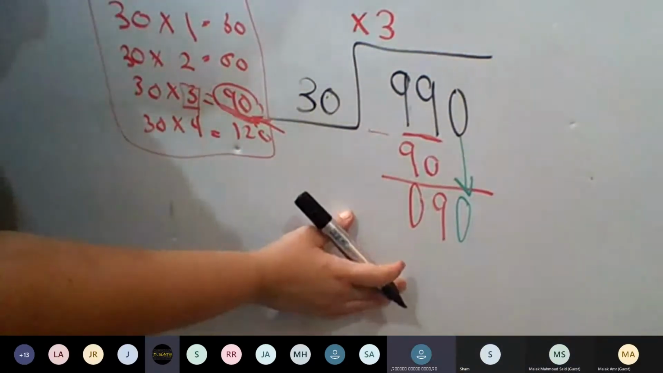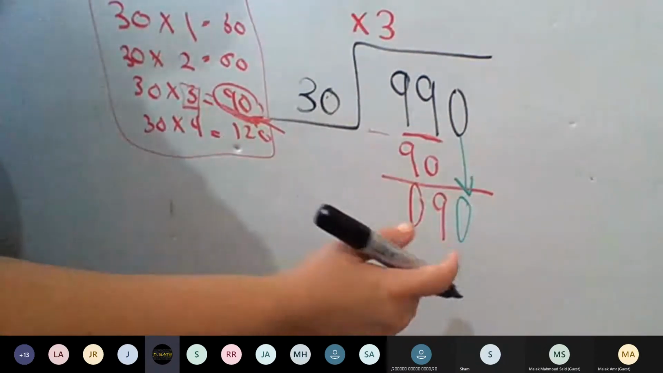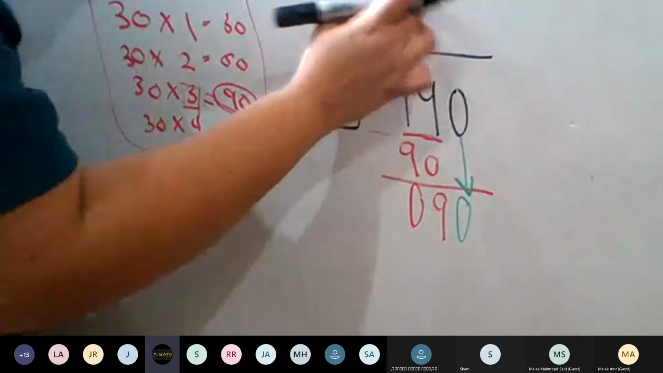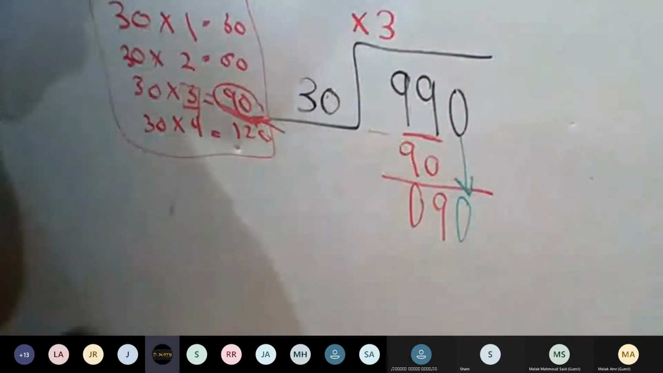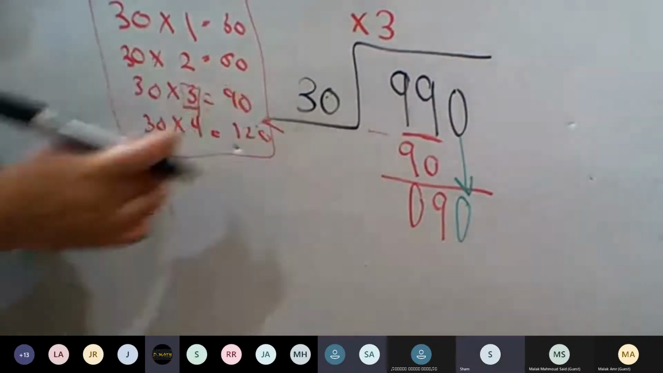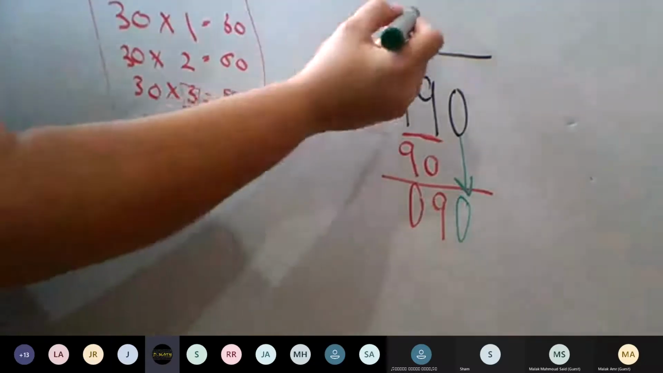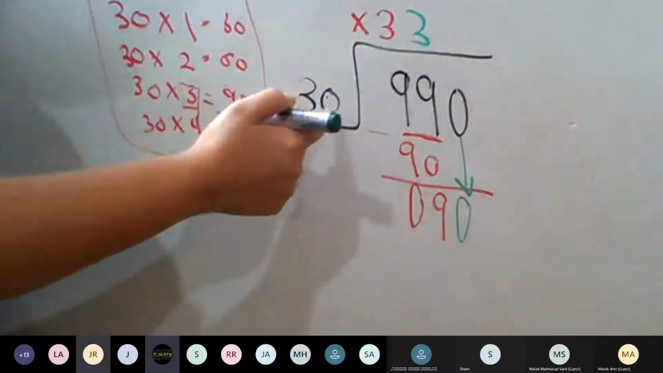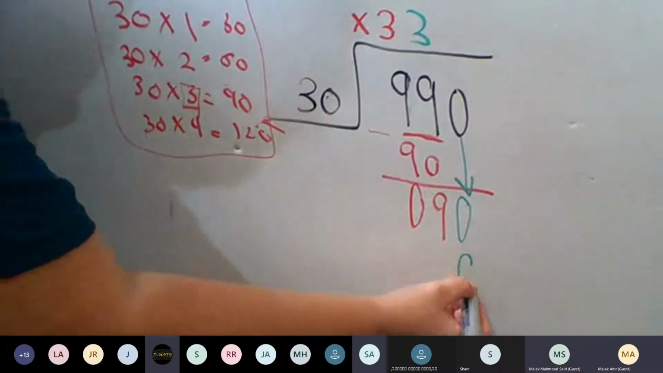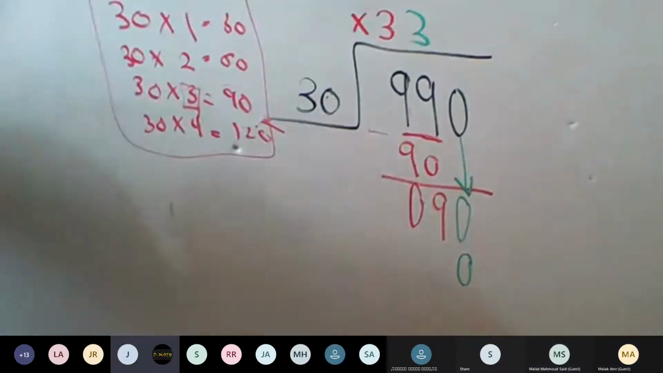I'm explaining on the whiteboard. Now 90 divided by 30: how many 30s in 90? 3. 3 times 0 is 0, and 3 times 3 is 9.